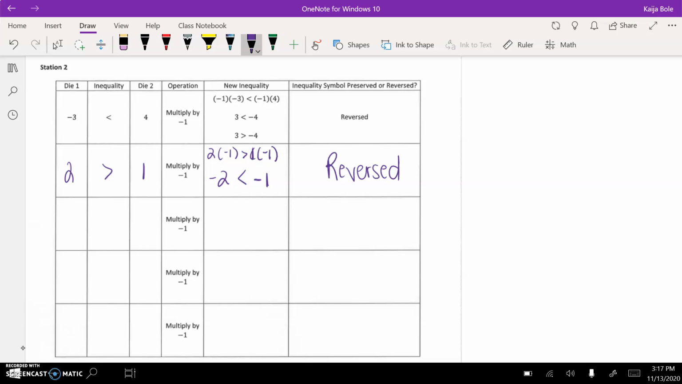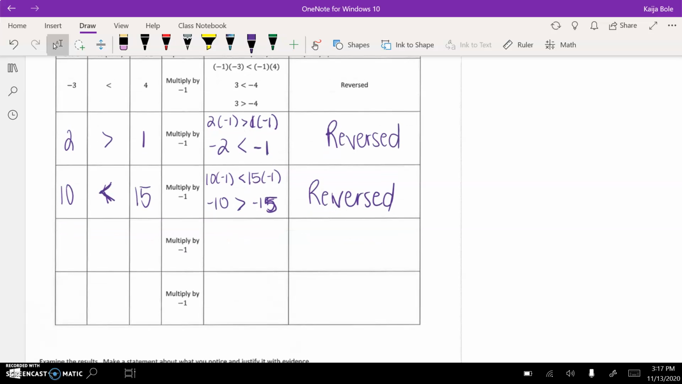If I go a little bigger, maybe I have 10 is less than, no, it was not a good less than sign. 10 is less than 15. So I'm taking my 10, multiplying by -1, and 15 multiplied by -1. So I have -10 and I have -15. My -10 is greater than, so I would have to reverse the sign.